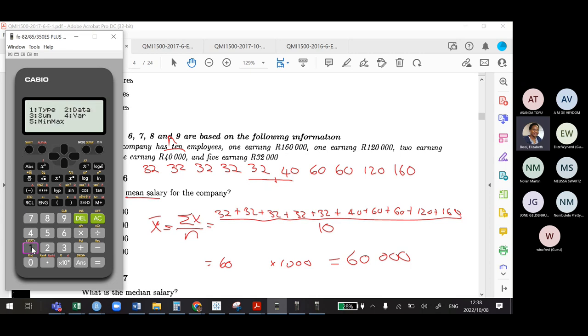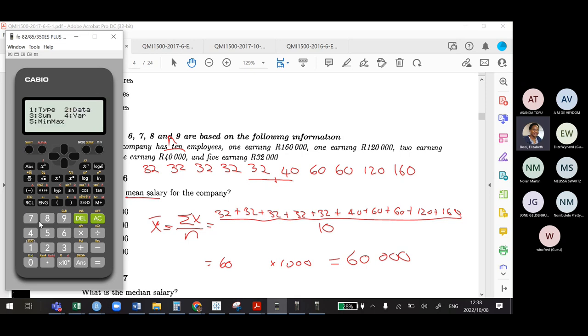What I want to show you is how we calculate the mean, X bar. To calculate the mean, you need to go to this button called var. Before I go to the var, you can also get the minimum and the maximum value by pressing button number 5. If I press 5, then there it tells me what is the minimum value of this data set and what is the maximum value of this data set. That is if you don't know the minimum value and the maximum value. It can give you that. We're not looking for that.